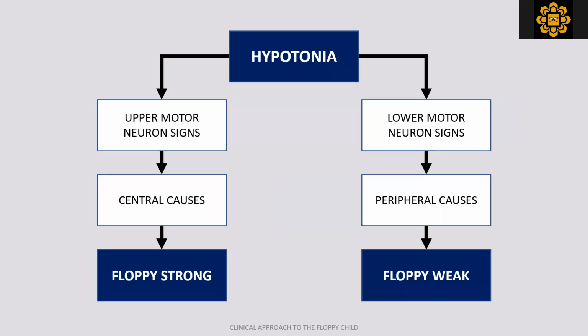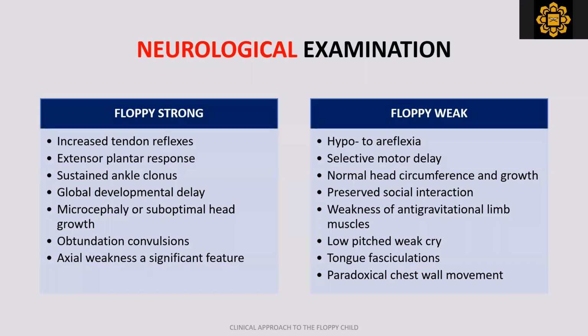Okay, again, bear in mind when we are talking about hypotonia, think of the signs, whether it's upper motor neuron or lower motor neuron. If it's upper motor neuron, then we think about central causes, or if it is lower motor neuron, then we think about peripheral causes. These are the neurological examination findings that we will commonly find in the floppy strong infant and also the floppy weak infant.